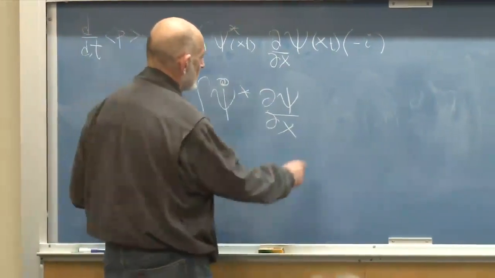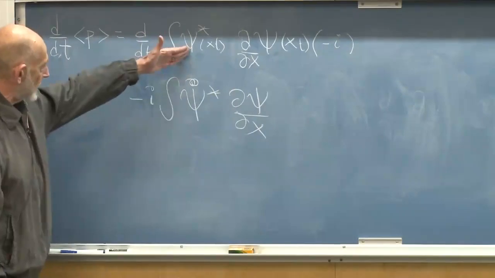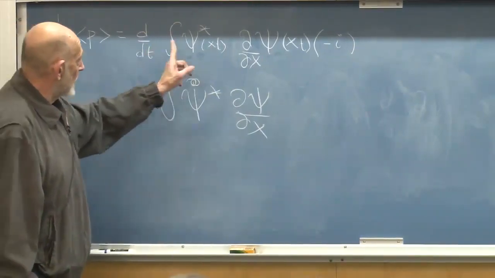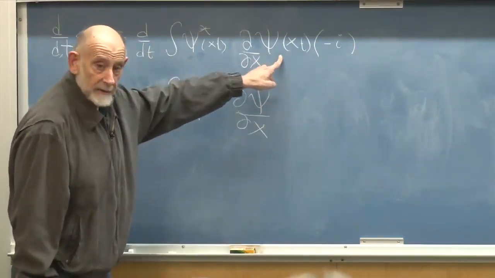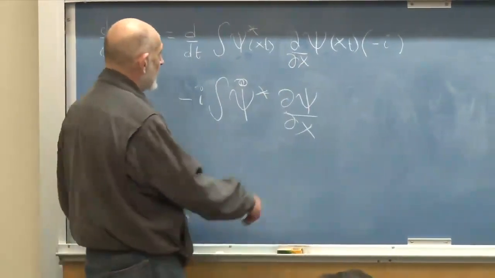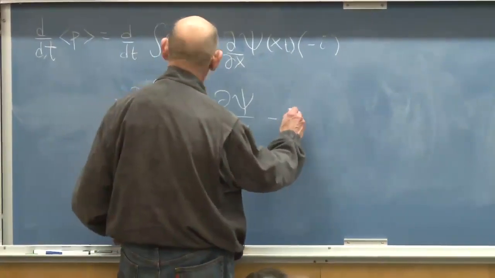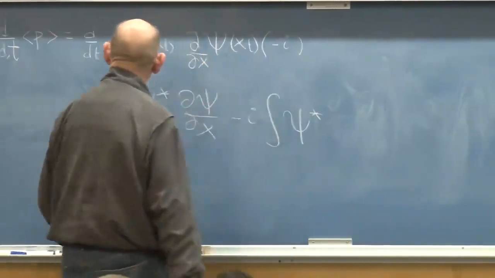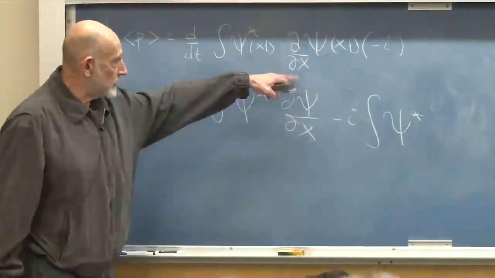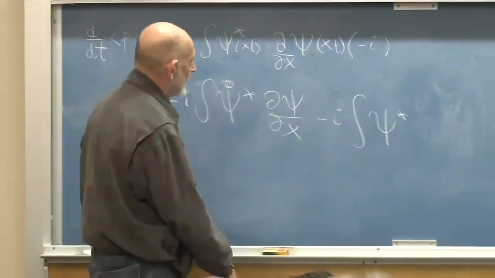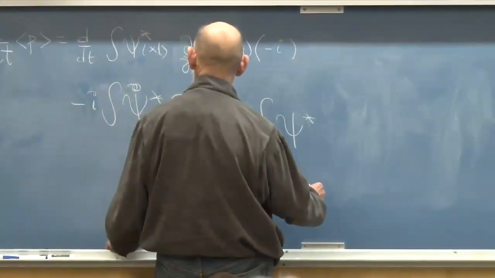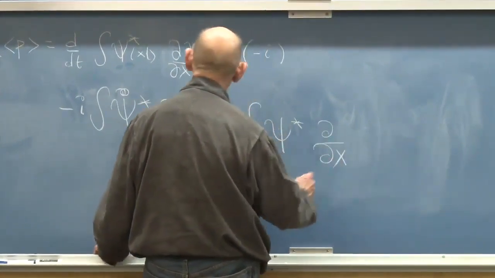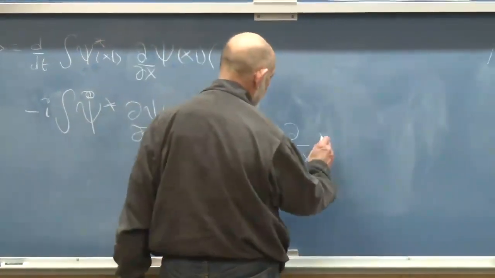Minus I, and then there's another term. Where did that come from? That came from differentiating psi star with respect to time. Then there's going to be another term where d by dt will hit psi. Okay, so what will that be? That will be, again, minus I integral psi star. Now, the order of differentiation doesn't matter, so this can be written as d by dx of psi dot.